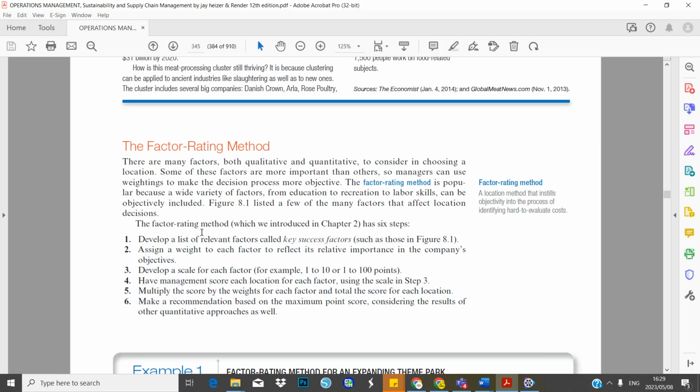You need to assign weights. Keep in mind that when you assign those weights, it's something subjective. Someone might rate, for example, the availability of resources as 5 out of 10, and then the utilities as 6 out of 10. So based on a real-life issue that you find, you will determine a subjective value. Then obviously we need to develop a scale, which can be from 1 to 10 or from 1 to 100, and then you need to have the management score each location.